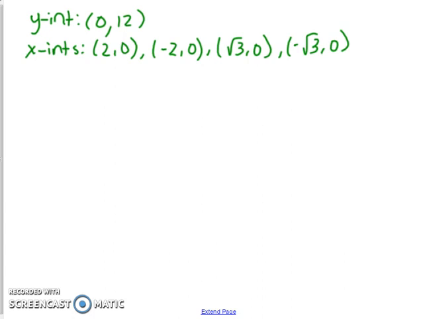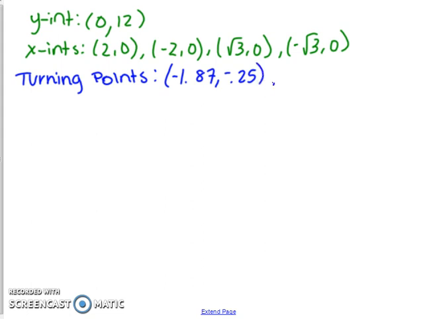So now we need to find our turning points. So the turning points are the maxes and the mins. Okay, so you could plug in the original function and find your turning points. So if we do that, we get -1.87, -0.25. So that's one of the mins. The max is 0.12. And then the other min is going to be 1.87, -0.25. So you can see the two minimums are very similar. The x values are just opposites of each other.